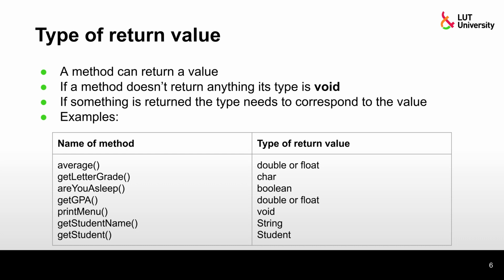getStudentName: names are usually presented with letters, so the return value is String. It can be a character if your name is only one character, but it's usually String because names tend to have more than one letter. And then if we have a method called getStudent, then we are getting the actual student, so the return value is probably the object Student from the Student class, so the type of the return value is Student.